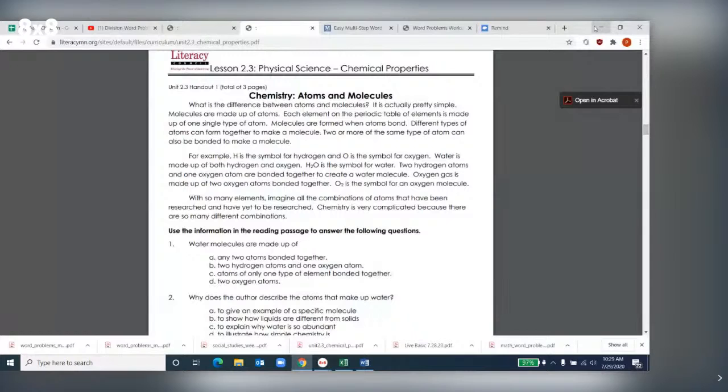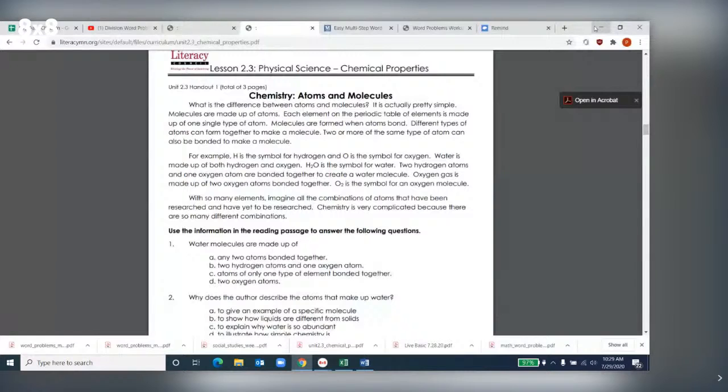Let's check number two. Number two is A. Like I said, it's basically to give an example of a specific molecule. That's the H2O. Can a single atom be considered a molecule? Let's look up here. What is the difference between atoms and molecules? It's pretty simple. Molecules are made of atoms. Each element of the periodic table is made up of a single type of atom. Molecules are formed when atoms bond.